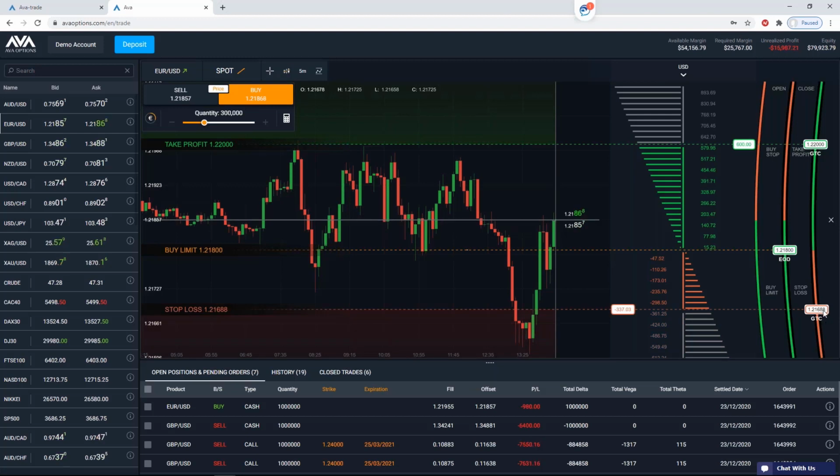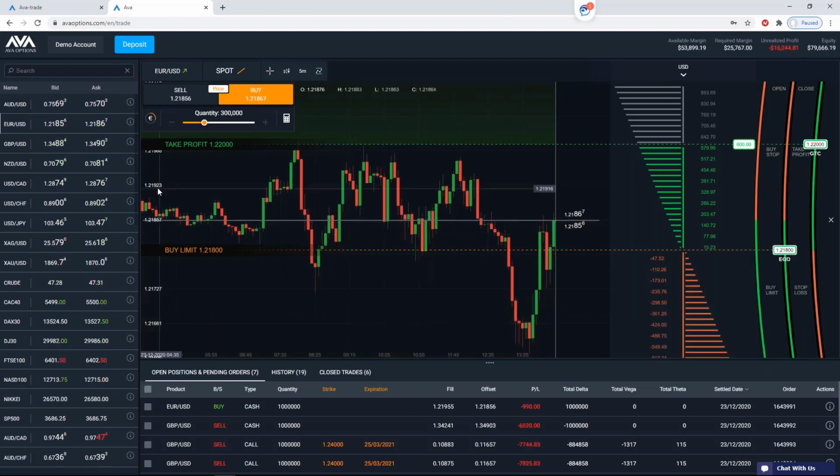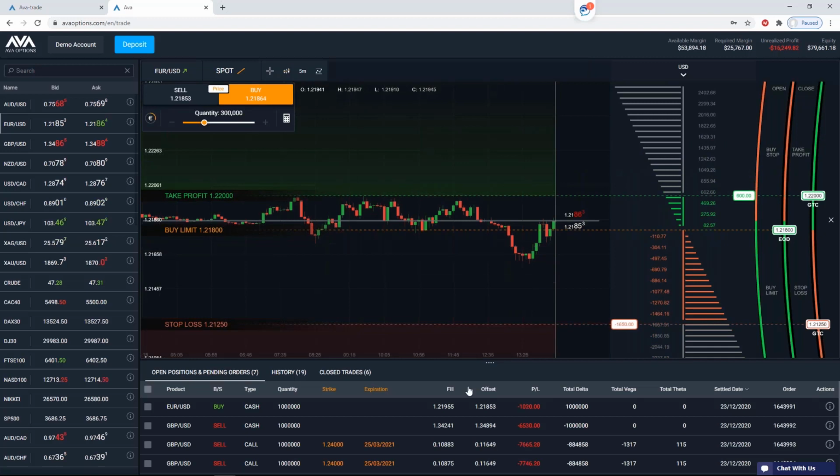So let's put in a stop loss as well. We'll put in a stop loss at 121.25, which is just off the screen a little bit. There it is. So the most I can lose is $1,650. Of course, if I change the size of the trade, all these numbers automatically update. So this is a really clean, interactive interface.